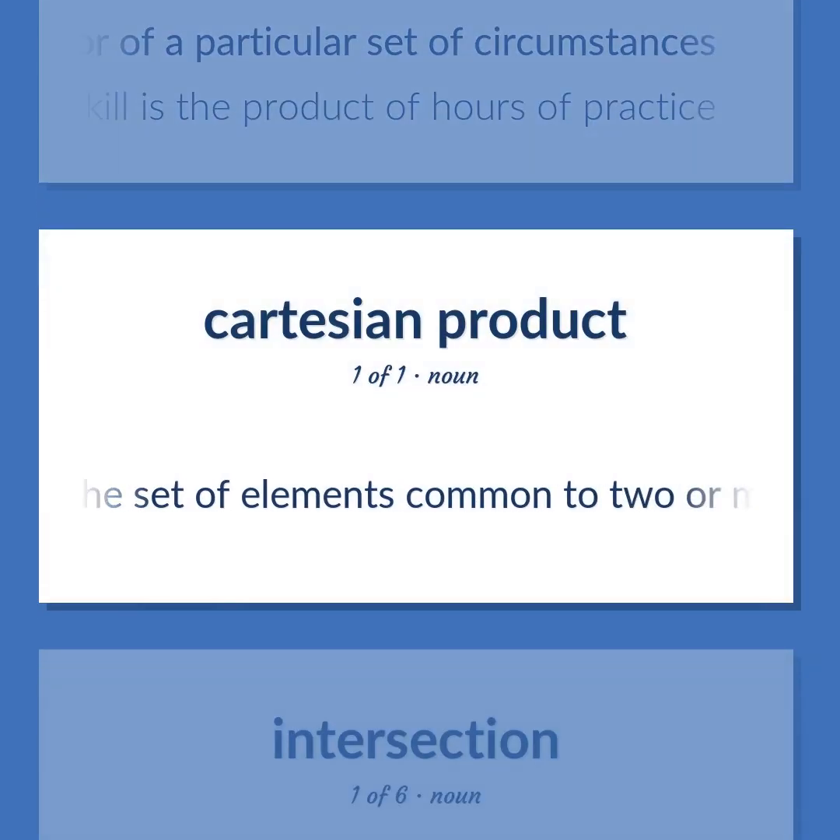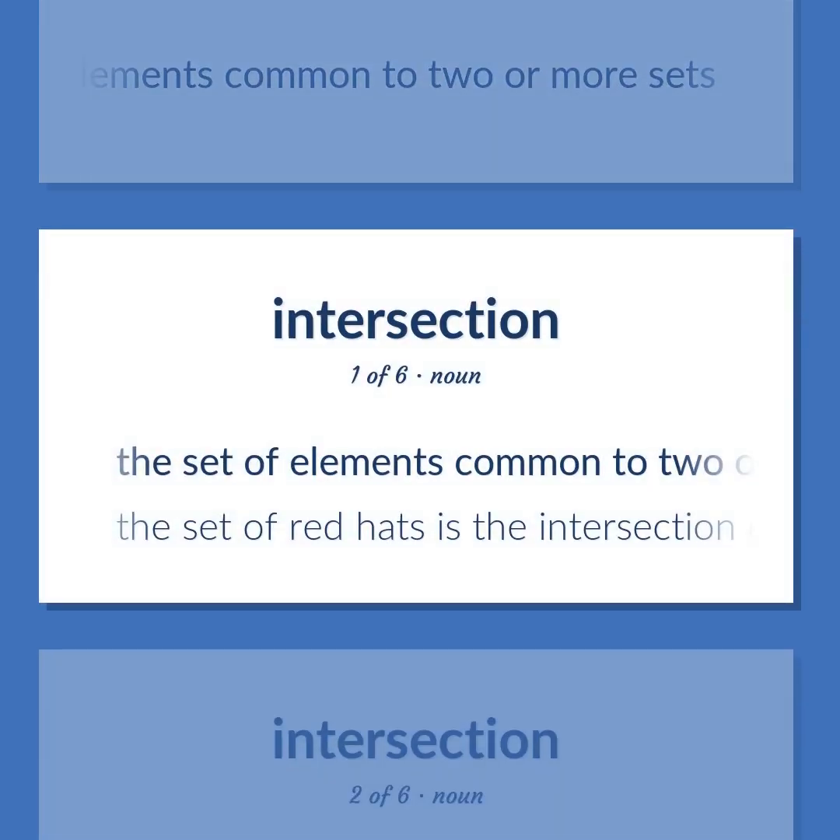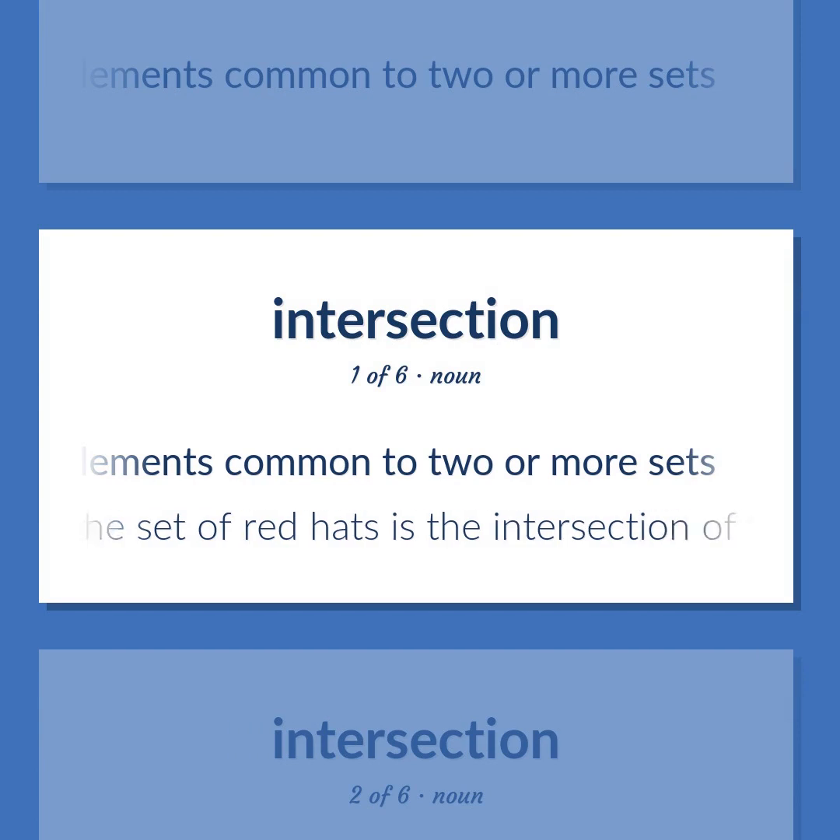The set of elements common to two or more sets. The set of red hats is the intersection of the set of hats and the set of red things.